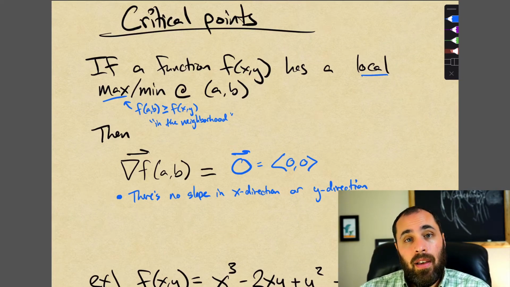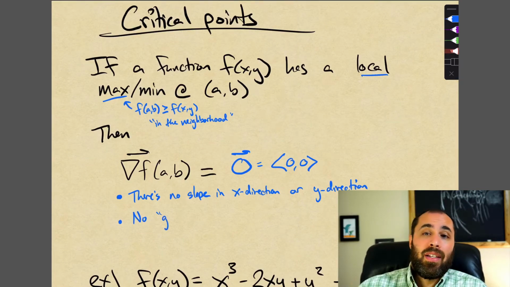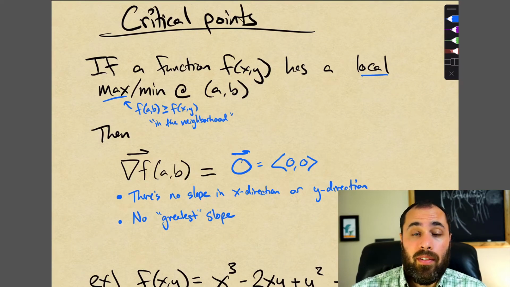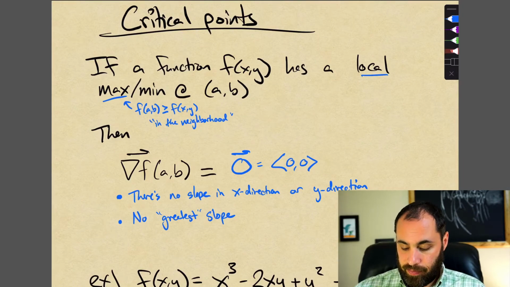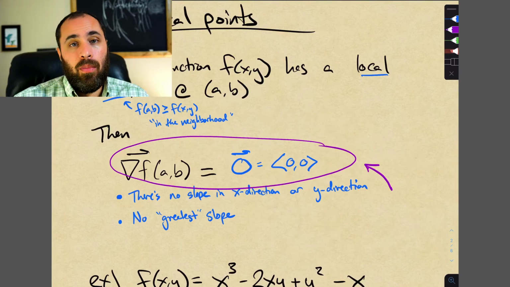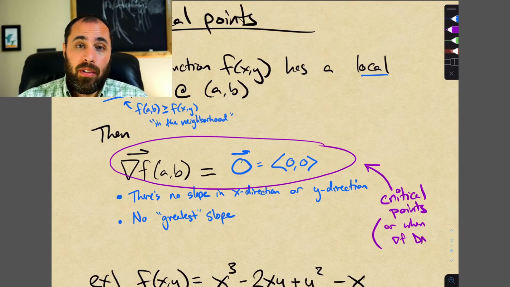Another way to see this is, remember, the length of the gradient vector is the greatest slope we could find from traveling away from a point. Well, if we're at the top of a peak, there is no greatest slope. We're there. So the gradient vector has to have a length of 0, and the 0 vector is the only one that fits the bill. And these are the points that we call critical points when we're talking about a function of two variables.